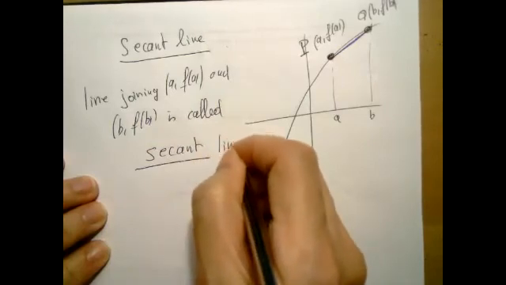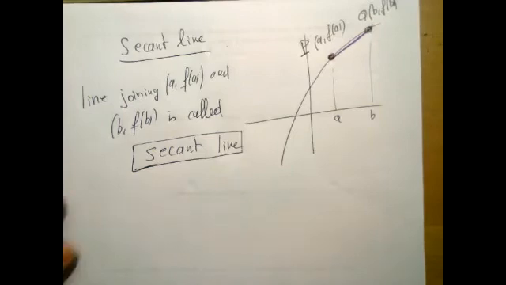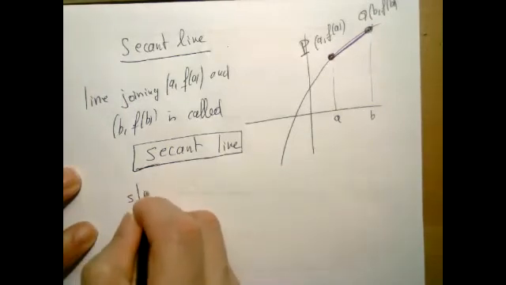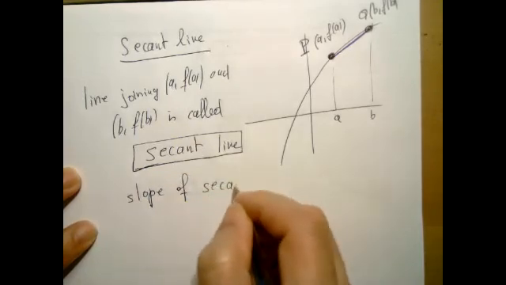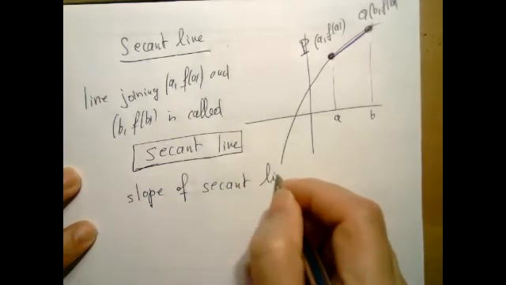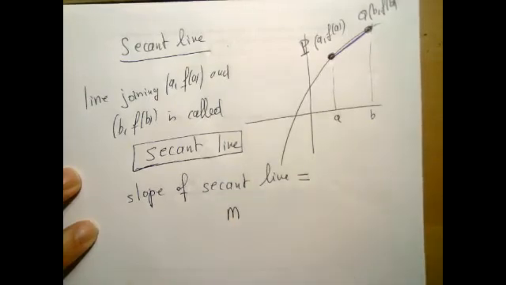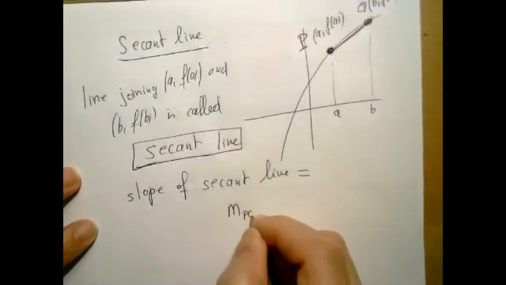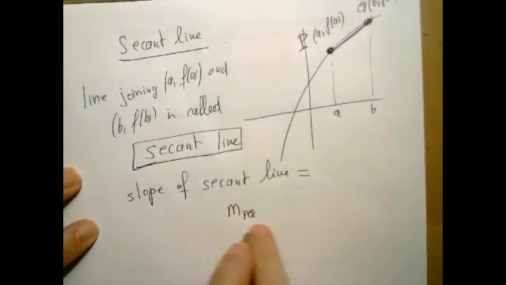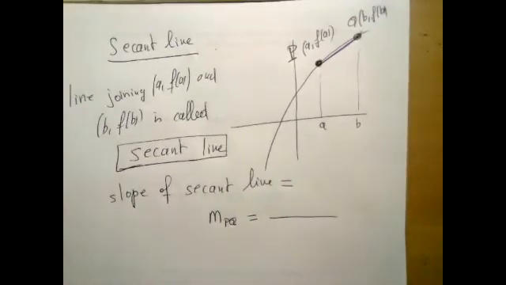Secant line. Okay. Now, what is the slope of the secant line? So the slope of the secant line, that we usually denote by the following. M, because we use the letter M for slope, PQ, to say that's the slope of the line PQ is equal to. Now, go back to the picture.